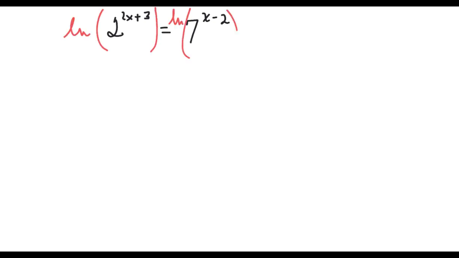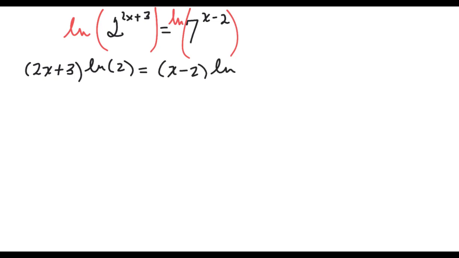You do something to one side, you have to do it to the other side, because then what this does is let me use that log property that I can now bring down the exponent, and I'm left with ln of 2. And I bring down the exponent on this side, and I'm left with ln of 7.